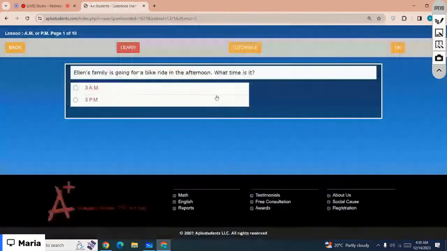Alan's family is going for a bike ride in the afternoon. What time is it? 3 a.m. or 3 p.m.? Which is the correct option? They are going in the afternoon, right? And afternoon is PM. So that means the correct option is 3 p.m. They are going at 3 p.m. Afternoon is PM, right?